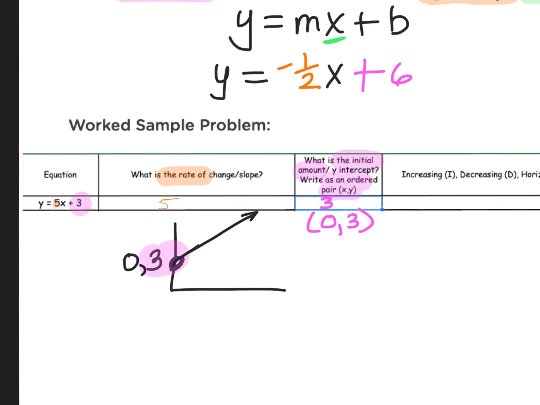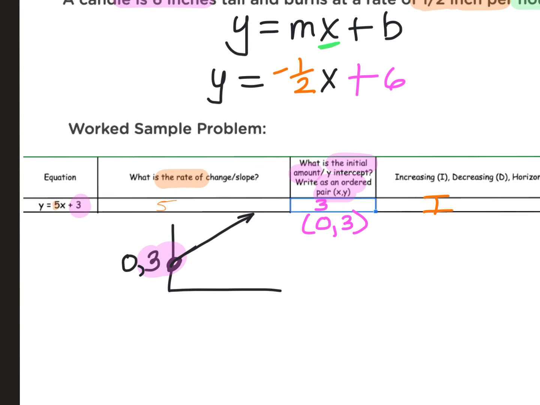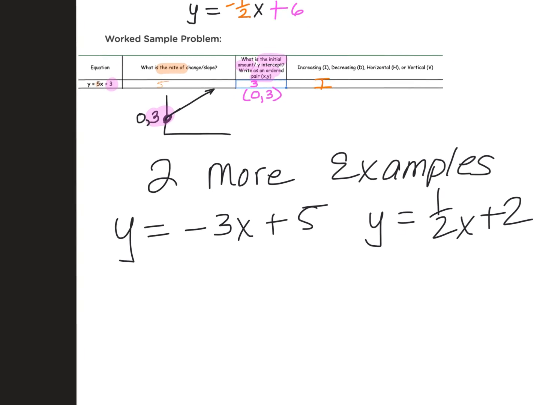And then last but not least, is this increasing, decreasing, horizontal, or a vertical line? Well, since the rate of change is positive, so that's a positive 5, that means it's going to be increasing. So this would be an example of the type of problem you would be expected to do. You would be able to look at the equation and identify the rate of change, the initial amount, and whether it's increasing or decreasing.